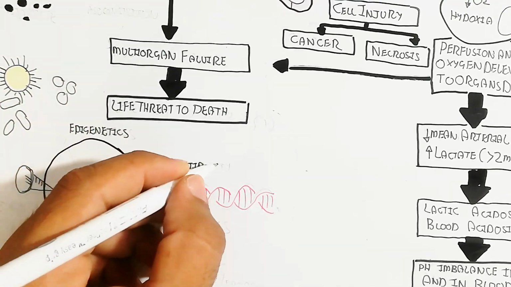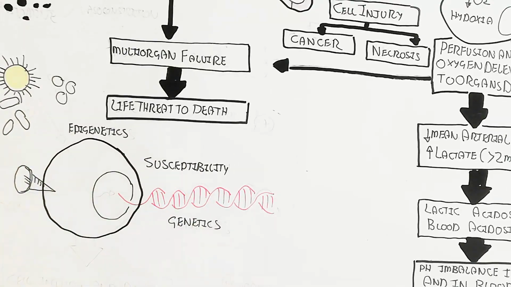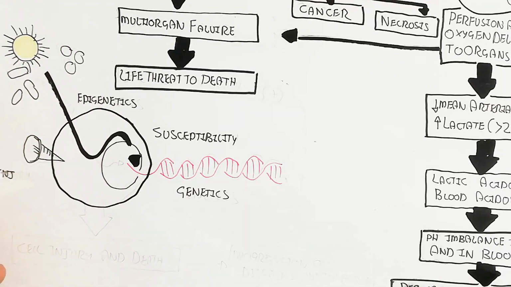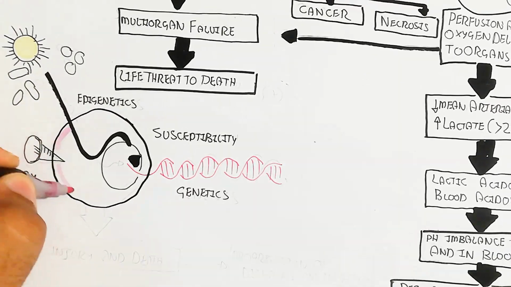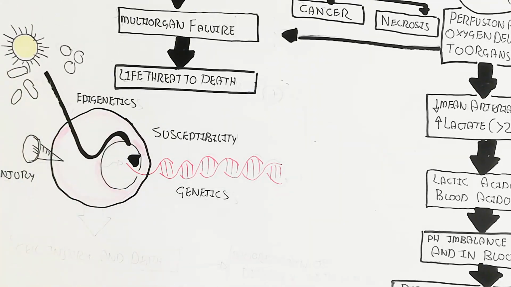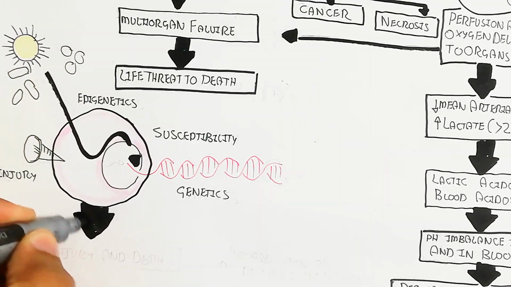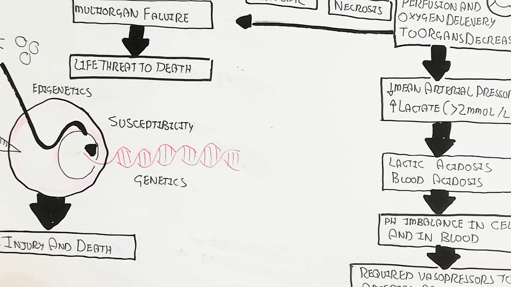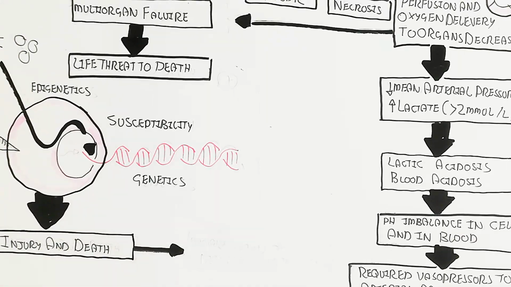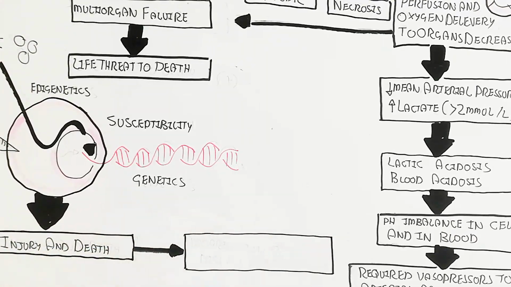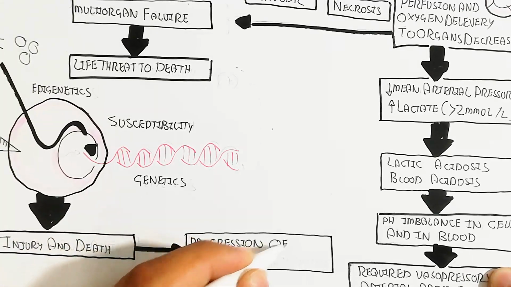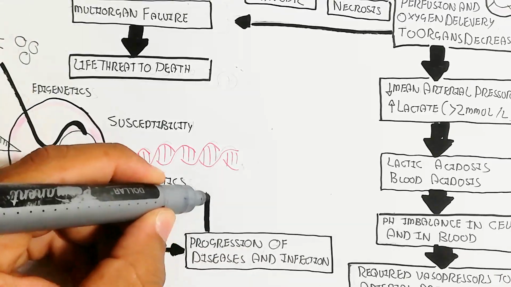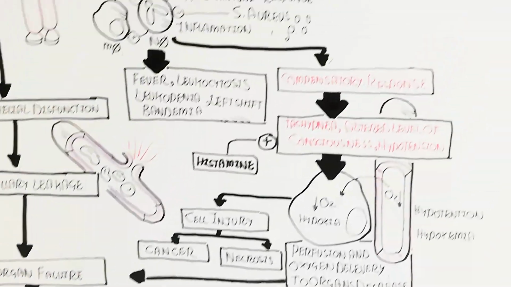These are the epigenetic causes and the susceptibilities due to genetics. Epigenetic causes will lead to altered DNA due to UV radiation, bacteria, infection, and injury of the cell, and in this way will lead to cell injury and death. This death and injury will lead to progress of disease and infection by the same mechanism to cause death in severe cases. Let's understand the other factors collectively for the understanding of sepsis.